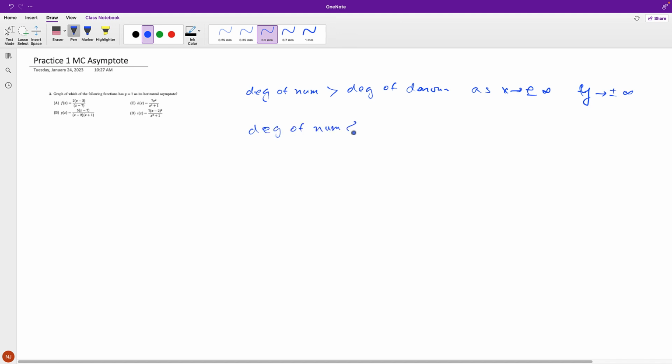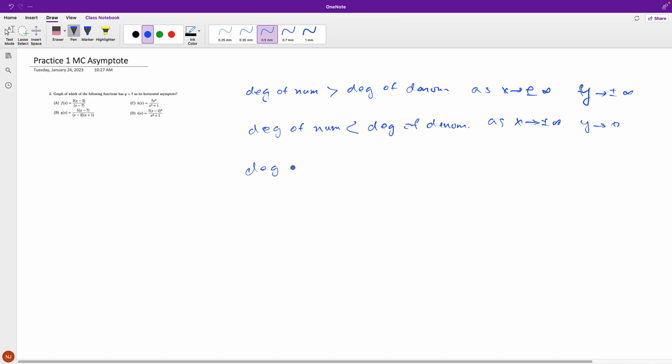If the degree of the numerator is less than the degree of the denominator, as x goes to plus or minus infinity, again the numerator is growing, but the denominator is growing really faster. So this causes the entire thing to go to 0.